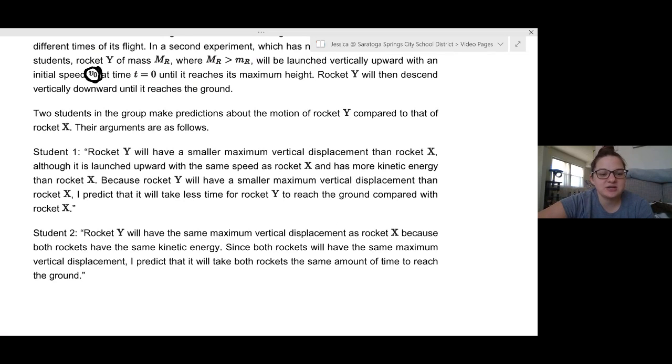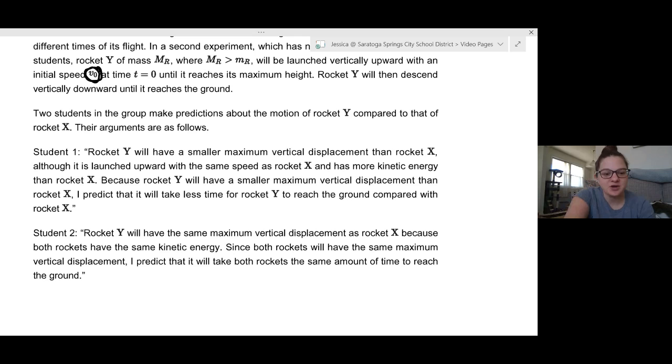Okay, so student 1 says rocket Y will have a smaller maximum vertical displacement than rocket X. Well, if they're both launched up with the same speed and they experience the same acceleration, then they should both reach the same maximum height. So I don't think that first statement is correct.